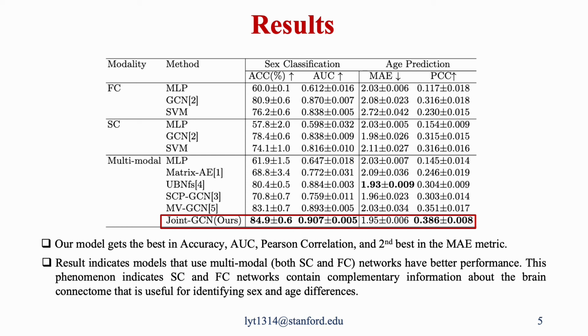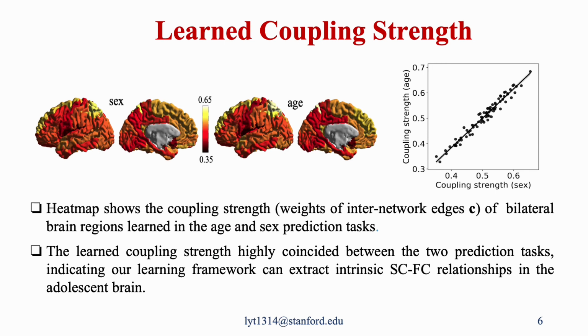This phenomenon indicates SC and FC networks contain complementary information about the brain connectome that is useful for identifying sex and age differences. The heat map shows the coupling strengths of bilateral brain regions in the age and sex prediction tasks. The neural coupling strengths are highly coincident between the two prediction tasks, indicating our learning framework can extract intrinsic SC to FC relationships in the adolescent brain.